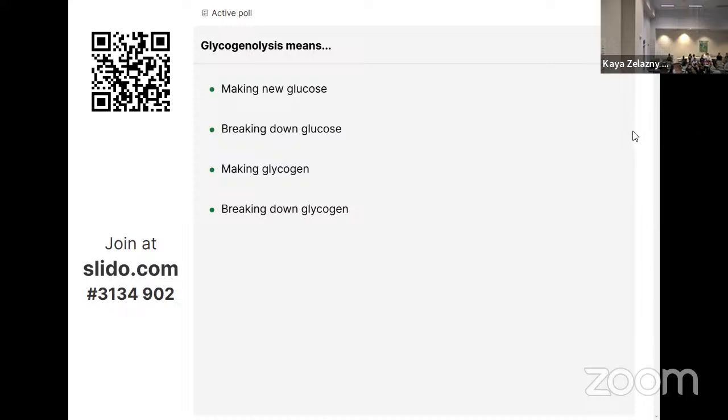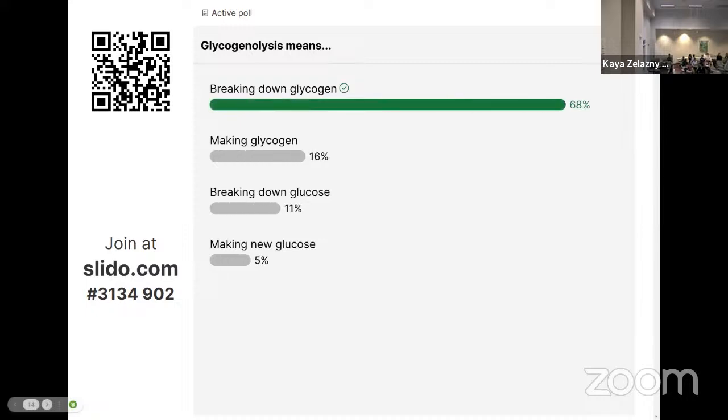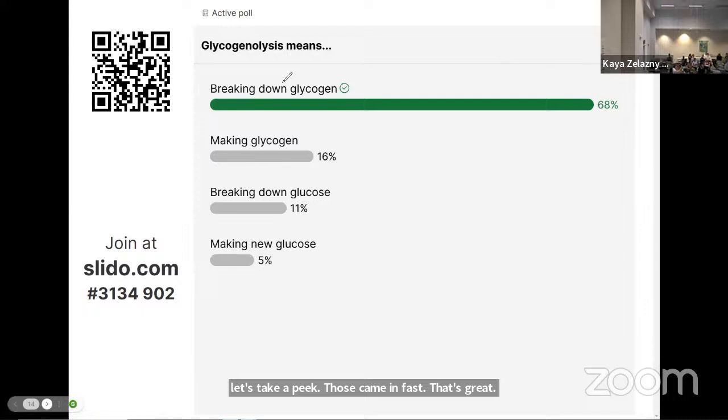Okay, let's take a peek. Those came in fast. That's great. Okay. Yeah. So glycogenolysis means breaking down glycogen, right? So here's that lysis part. Lysis always means you're breaking something down. And here we can see that what we're breaking down is the glycogen. So we're breaking down glycogen in order to get the little glucose subunits out of glycogen and eventually use them for energy.